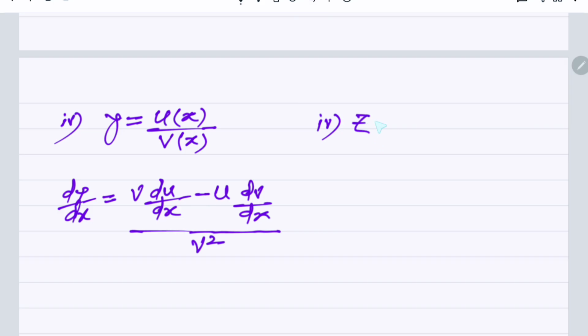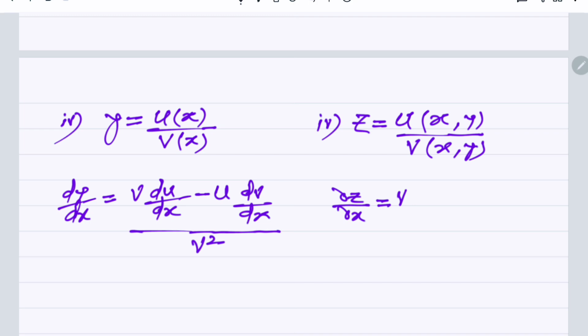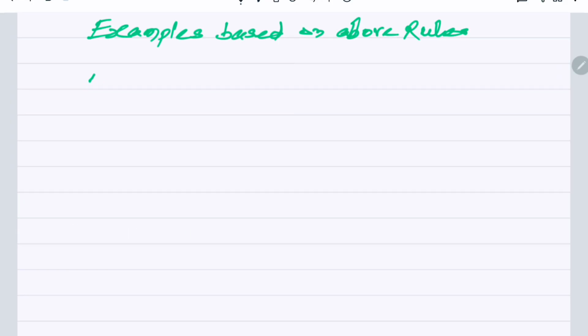And the same we can use to find the partial derivative of z when z is given as u, a function of x and y, divided by v, again a function of x and y. Then dou z by dou x is equal to v, derivative of u, dou u by dou x, minus u, derivative of v, dou v by dou x, and divided by v square. Therefore, all these four rules are applicable as it is. Then, examples based on the above rules.